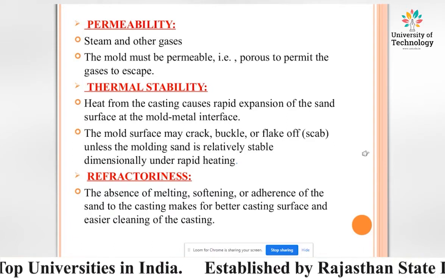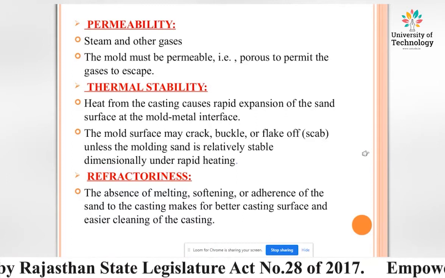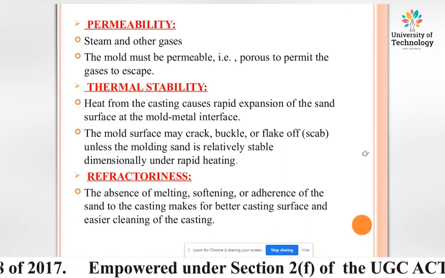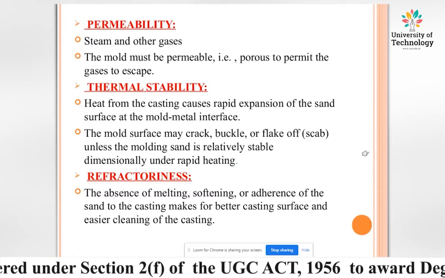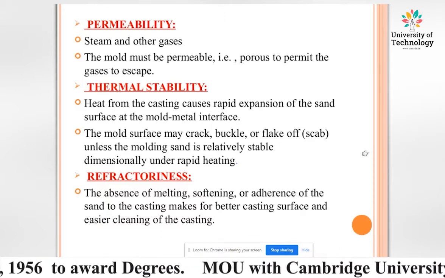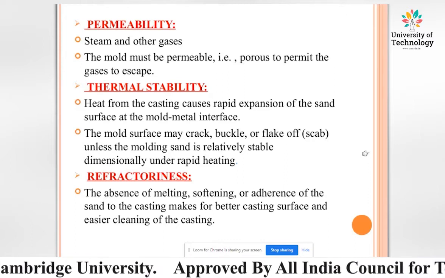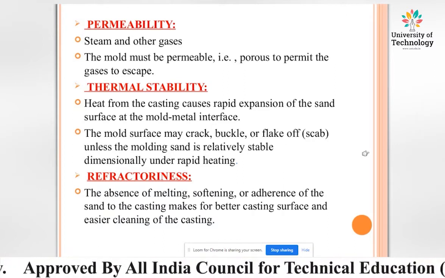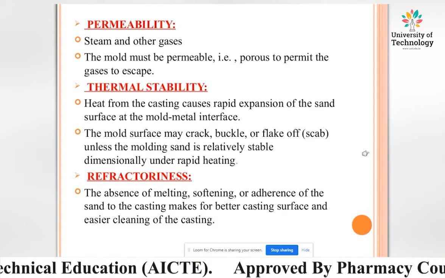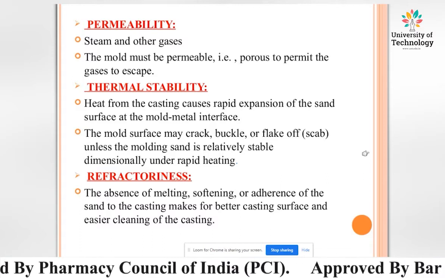Thermal stability. The heat from the casting causes rapid expansion of the sand surface at the mold metal interface. The mold surface may crack, buckle, or flake off unless the molding sand is relatively stable dimensionally under rapid heating. That is the meaning of thermal stability.